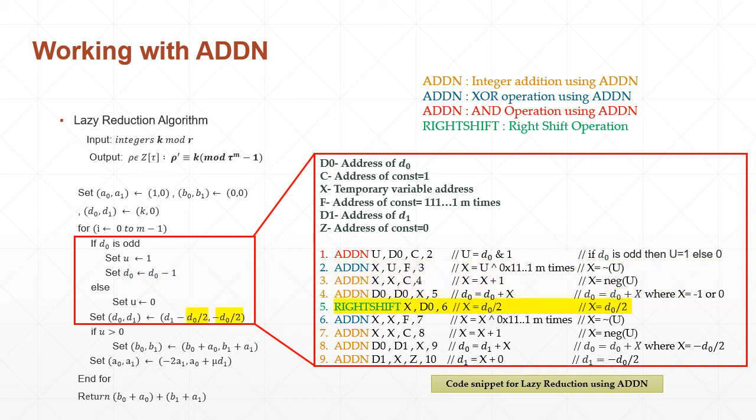Now, as you can see, a few steps of the algorithm require the value of D0 by 2. In order to find the value of D0 by 2, we performed a right shift operation on D0. In this manner, we coded the whole scalar multiplication algorithm using our unified instruction set.